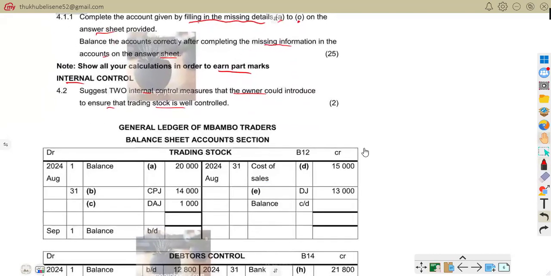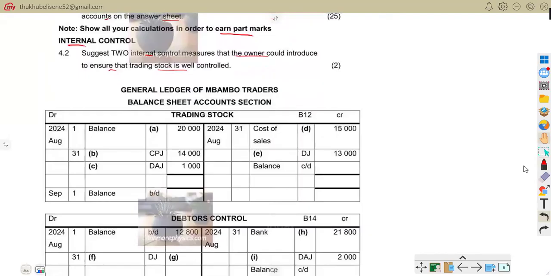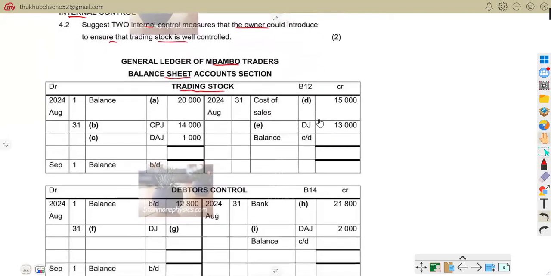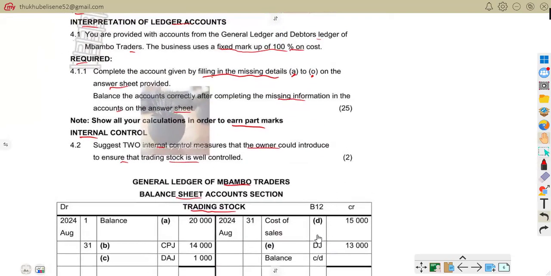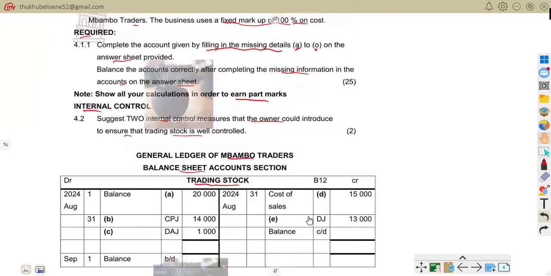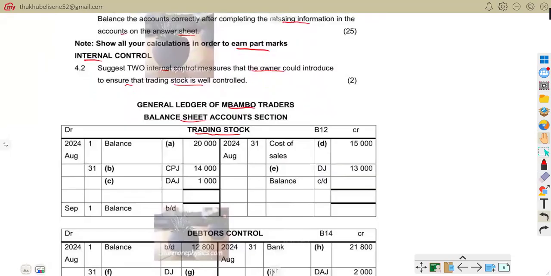So here is our general ledger for Mbambo Traders, balance sheet accounts section, and we have trading stock. Remember, we are asked to complete the account by filling in the missing details, A up to O. So now let us start. As we are starting with trading stock, we can see here it's A. Now we want to know what is missing on A. You can see that what is missing on A is a balance brought down.